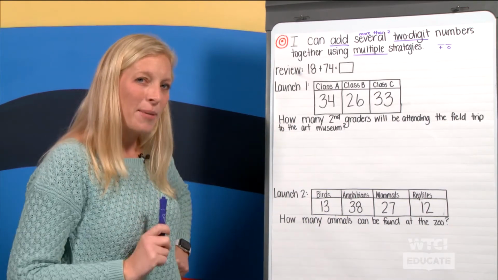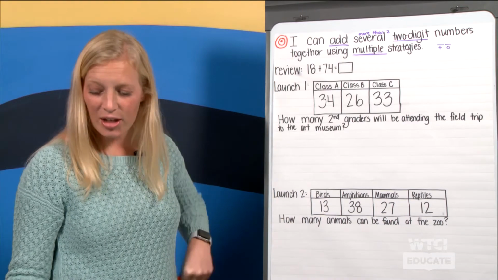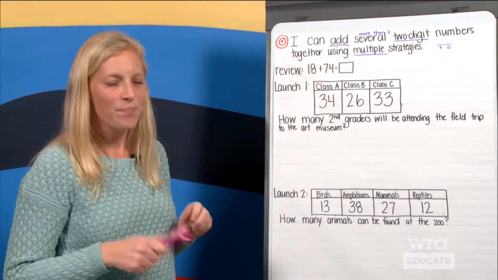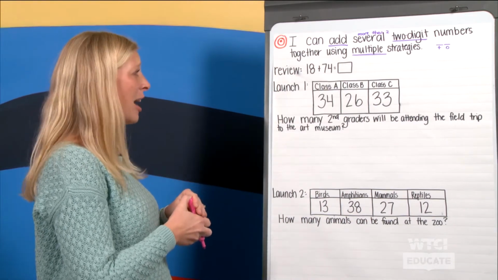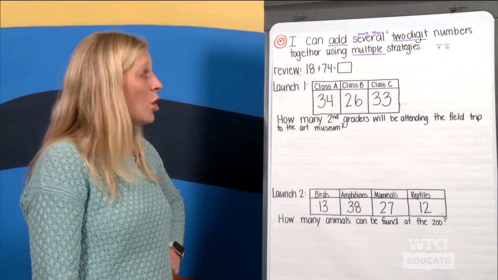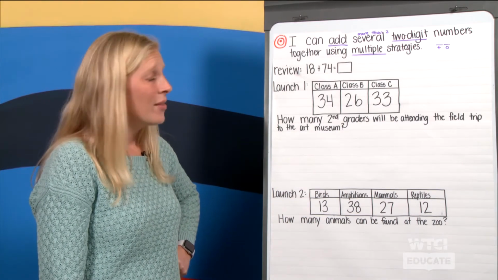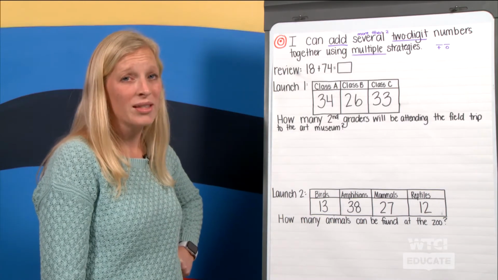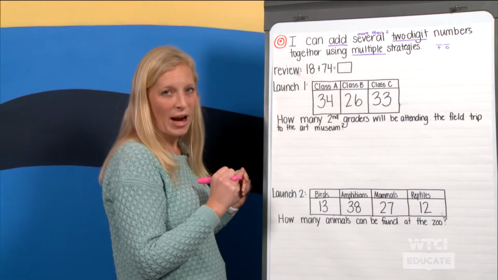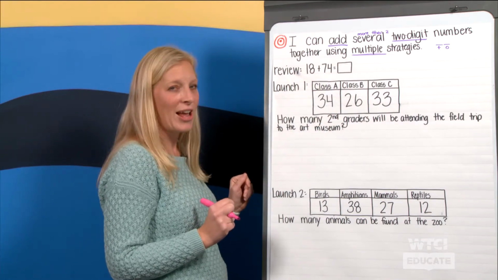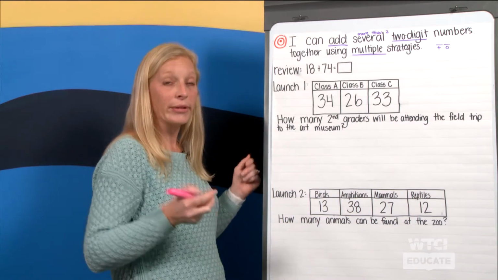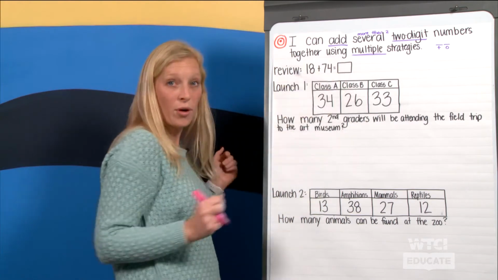Let's take a peek back at our work from Friday to get us ready for our work today. On Friday, we were adding two-digit numbers and we had to do something kind of tricky. We had to regroup. That means that we had more ones and we had to make a 10 with it. So I brought back one of our independent practices from Friday afternoon. Our problem was 18 plus 74 equals, I don't know, that's what that box is for, right?